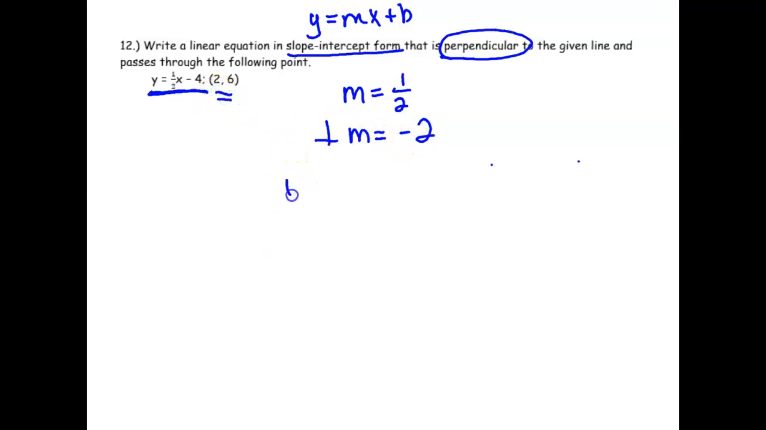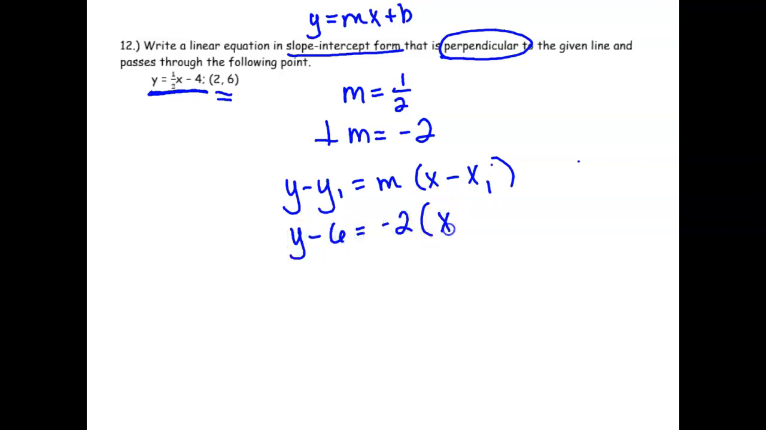We put it in point slope form. Y minus y1 equals m times x minus x1. So this would be y minus 6 equals -2 times x minus 2. Then you would distribute, bring the constant to the other side, and give me the answer in slope-intercept form. Okay, you can take this equation right here and the new one that you get and graph them using Desmos to see that they actually are perpendicular.